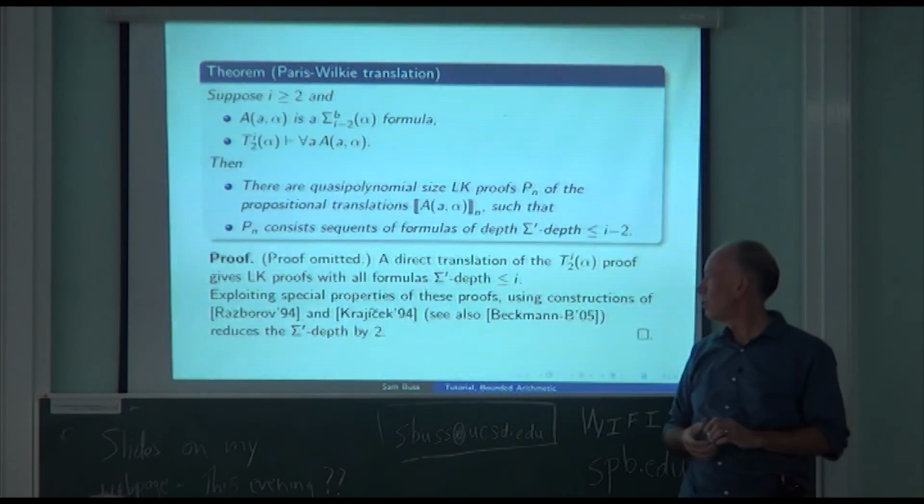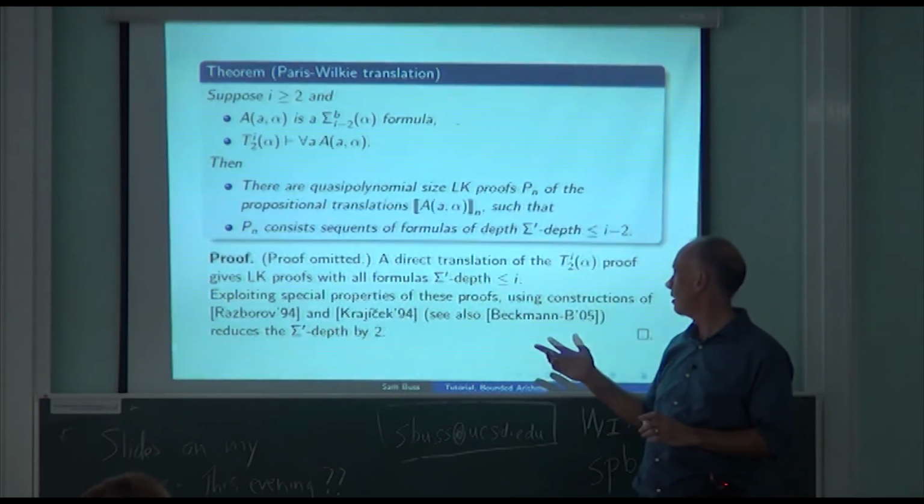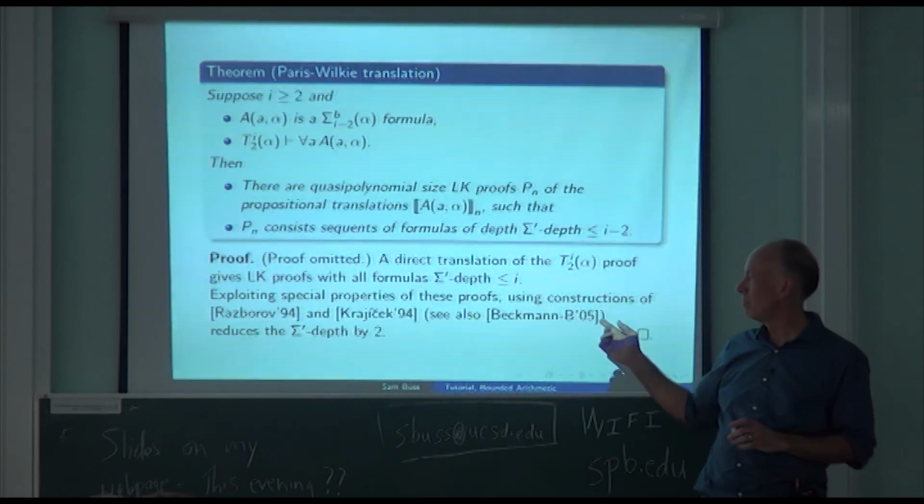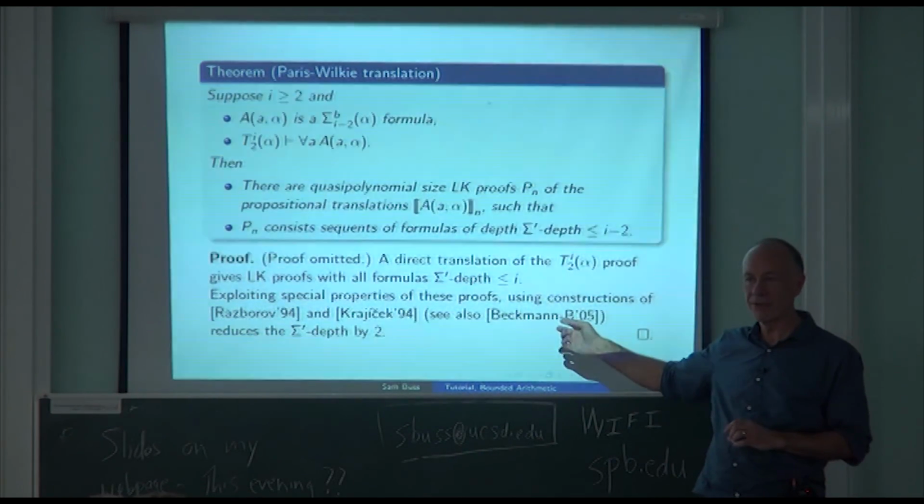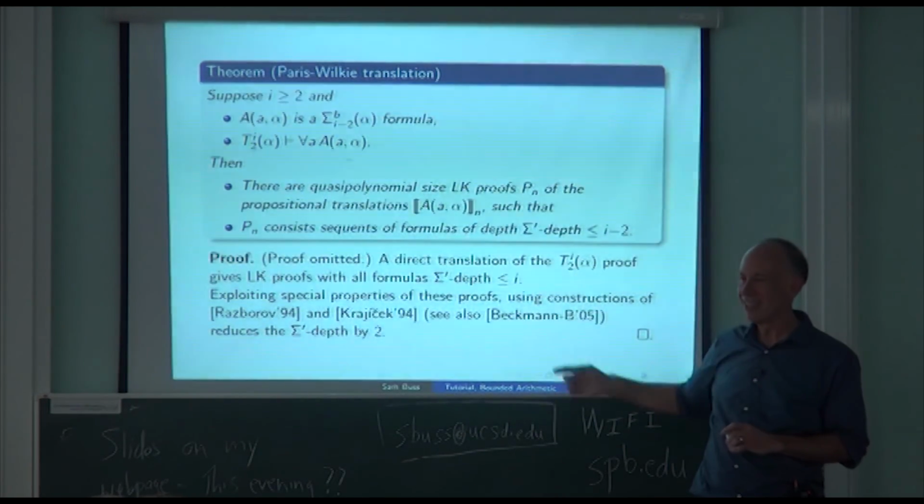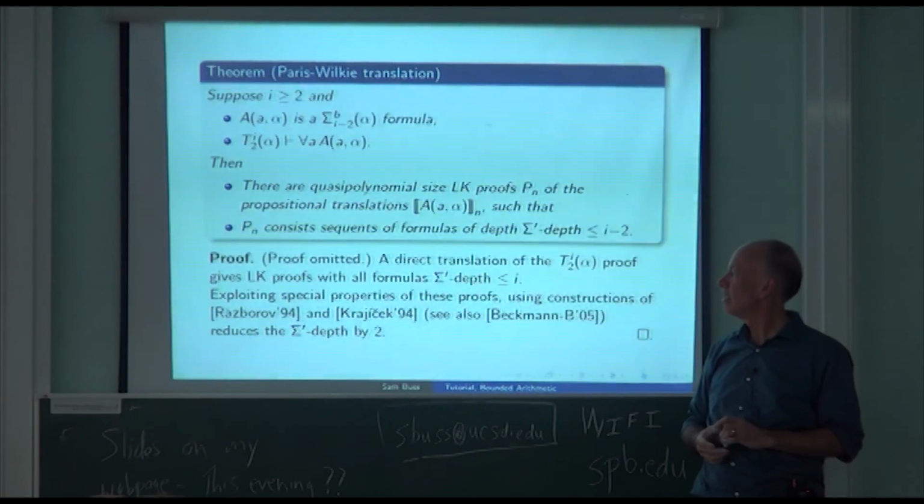The constructions are due to Razborov and Krajíček. Arnold and I have a paper where we redo them. There is a bit of a bug in this paper, but it's fixable for quasi-polynomial size proofs. We've written it. We haven't posted the correction to this, but we should.